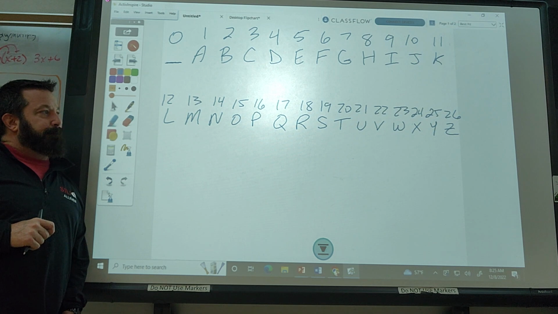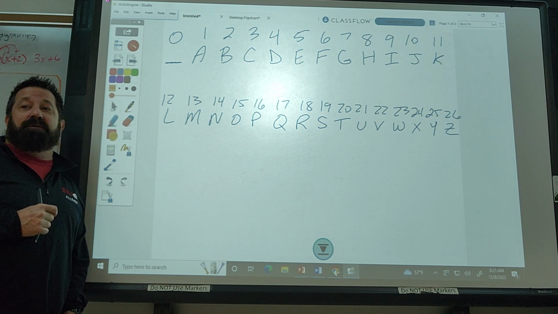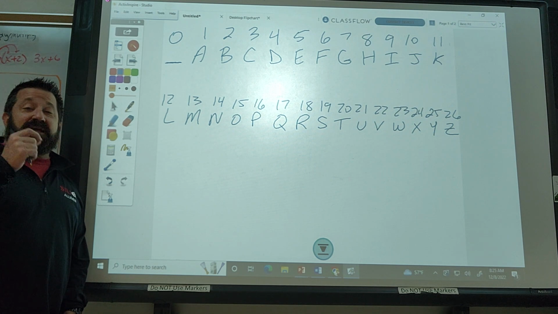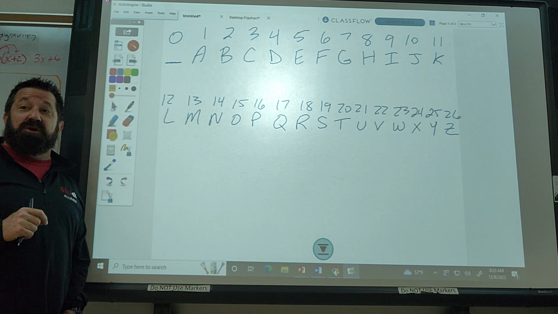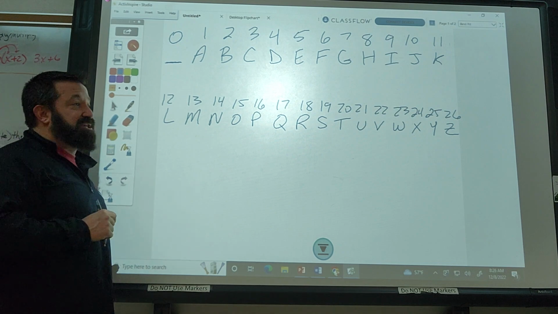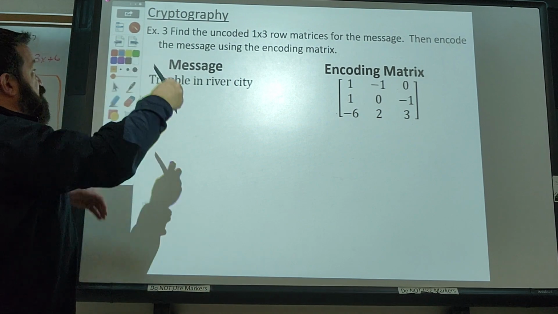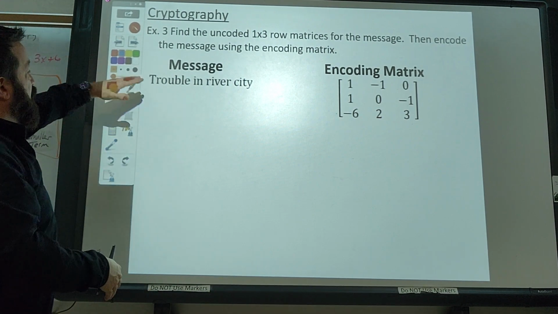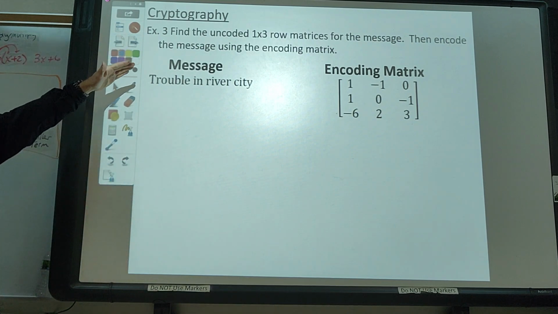The nice thing about this method I'm going to show you is that the letter E, depending on where it's at, will be different numbers in different spots, because we're going to use matrices to code these messages. So we're going to start off with something very simple like Trouble in River City, okay? That's from The Music Man, in case you didn't know.